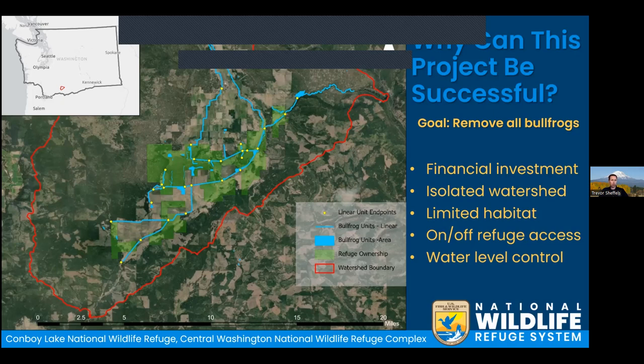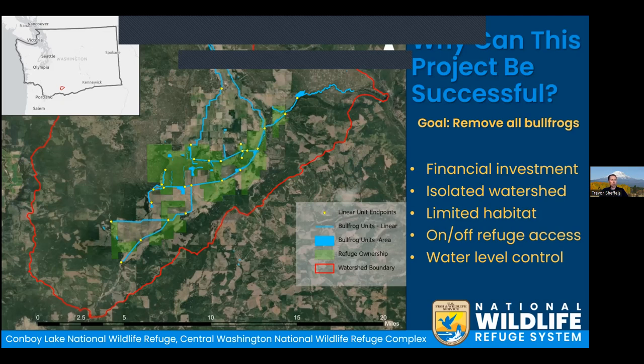We're in an isolated watershed. The red line there shows watershed boundaries. And it's a large area. If we did map the minimum convex polygon around where we're finding bullfrogs, we're probably looking at 10 to 12,000 acres, but limited habitat within that. You can see a lot of linear features in blue there. And there are physical boundaries on all sides of the refuge.